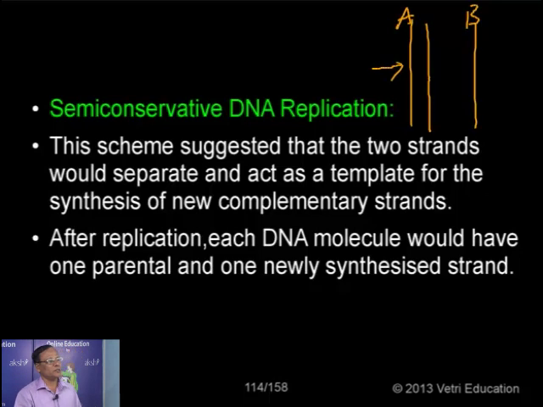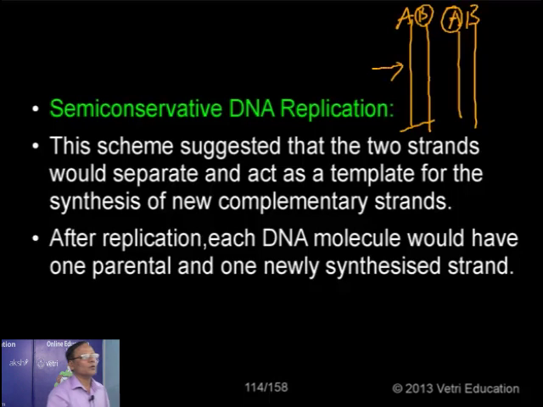The two strands get separated, and each one acts as a template for the synthesis of another strand. See here, the A strand is acting as a template for the synthesis of the B strand. Similarly, the B strand is acting as a template for the synthesis of the A strand. So out of these two strands, one, the A strand, is a newly formed one. Here the B strand is a newly formed one. Now we are getting two DNA molecules. In each DNA molecule, one strand is the parental strand, and another strand is a newly synthesized strand.